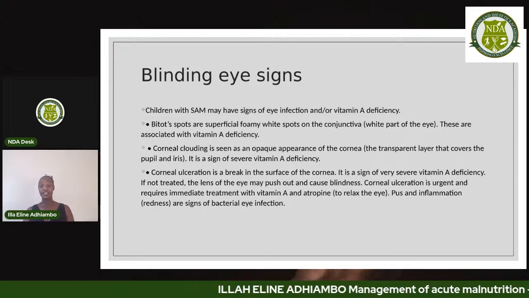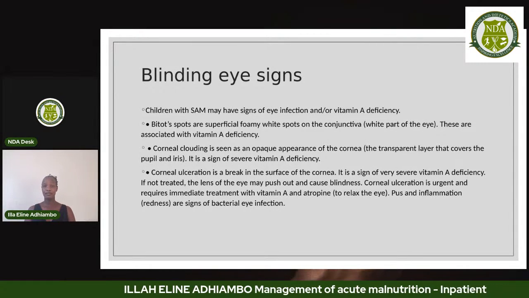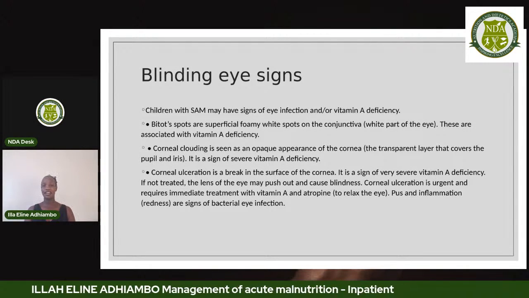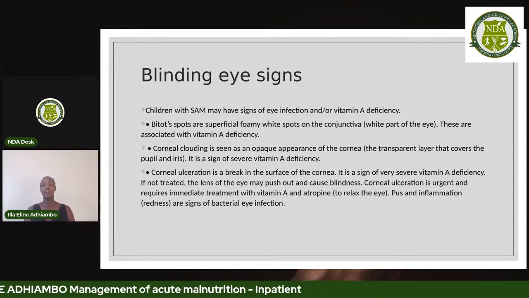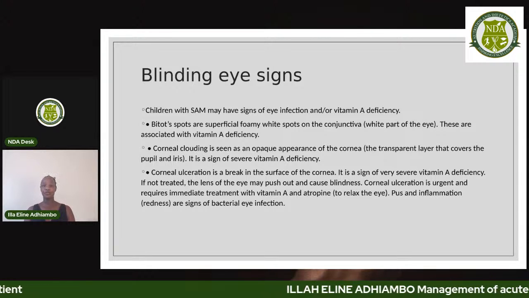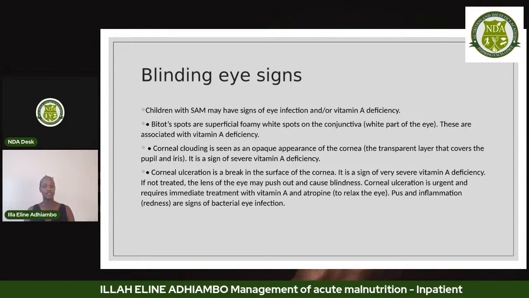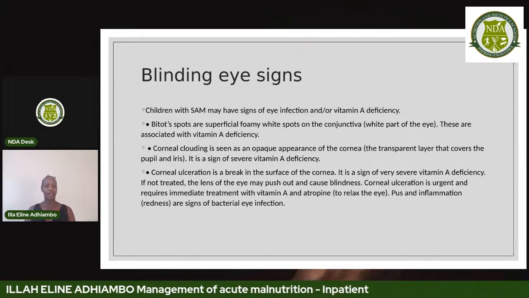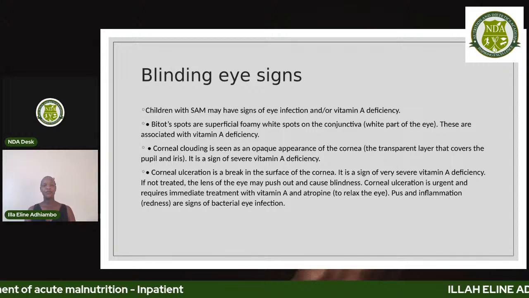The other indicator of malnutrition is blinding eye signs, things that you can see. And this one is often caused by vitamin A deficiency. If you look at the child's eye, you're able to see Bitot's spots, which are superficial foamy white spots on the conjunctiva, which is the white part of the eye. This is often associated with vitamin A deficiency.